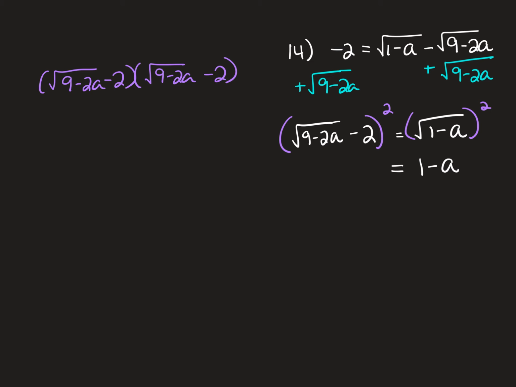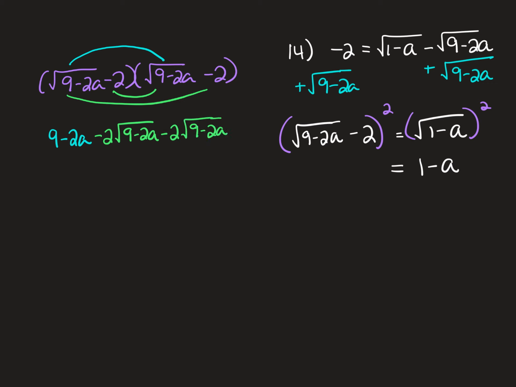And if you'd like, you could do this with the box. And it might actually be easier to do it with the box, but we'll go through it with FOIL. So to FOIL it, I'm going to multiply the first terms together. And that's really saying the square root of 9 minus 2a squared. So it just undoes the square root. Outside terms. So I have negative 2 times the square root of 9 minus 2a. Inside terms, same thing. And then last terms would be plus 4.